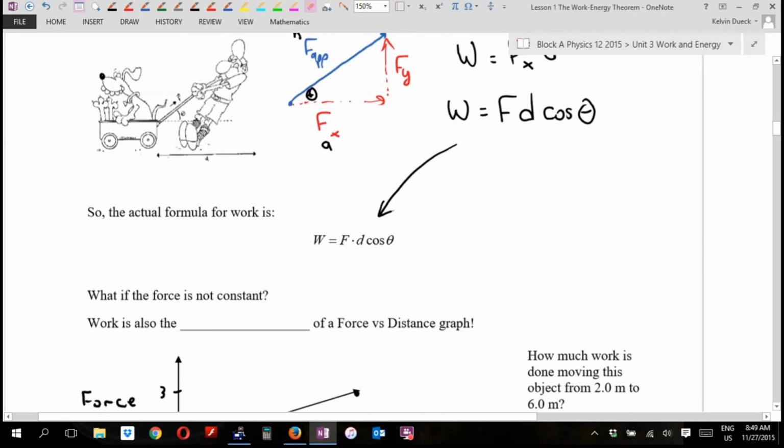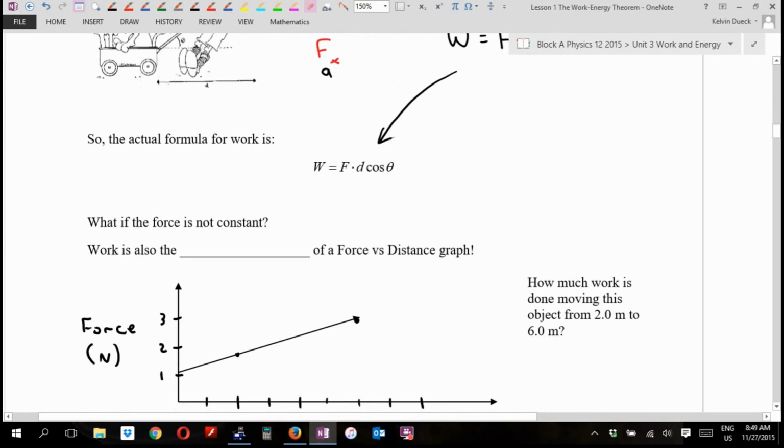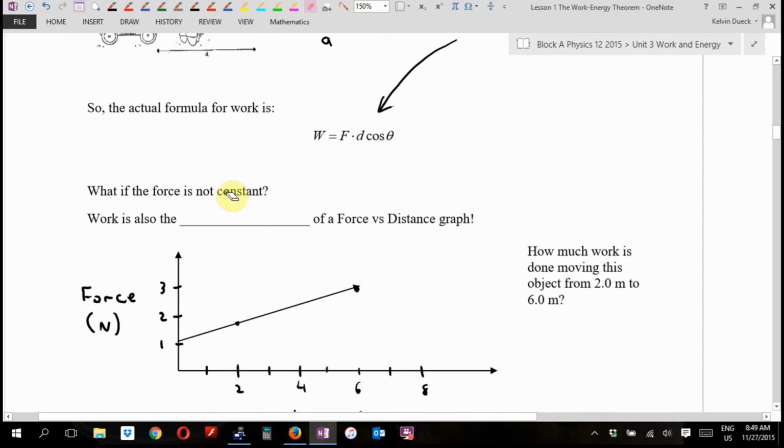What we are going to look at a lot more this year is, what if the force is not constant? What if you have a changing force? That's much more interesting. Well, it turns out work equals force times distance. That's our first definition. And that's initially when a question says, how much work? I look at the question and I say, did they give me a force? Did they give me a distance? I'll try that. But if the force is not constant, work is also the area under a force versus distance graph.